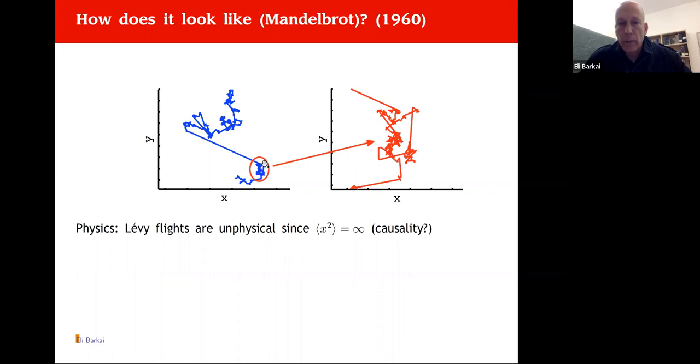Why is it a problem? It means that you see, you have here one big jump. And this big jump, the time it takes in this Levy flight description is the same as the small jumps. So small jumps and big jumps take 1 unit of time. And this is considered in physics non-physical.